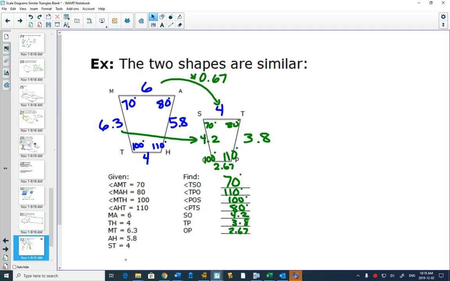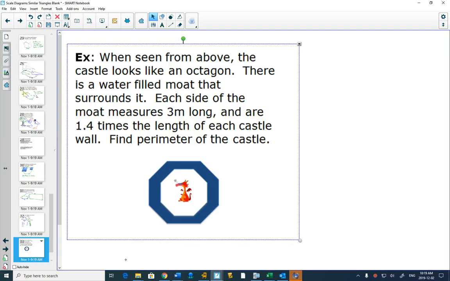Is everybody ready? Got everything written down? Yes. Okay. Our last question for today before you get to work on some of the homework. If you look down from above, there's a castle, and there's a castle with a dragon in it. Okay? And the castle is in the shape of an octagon. So the castle is the white part.